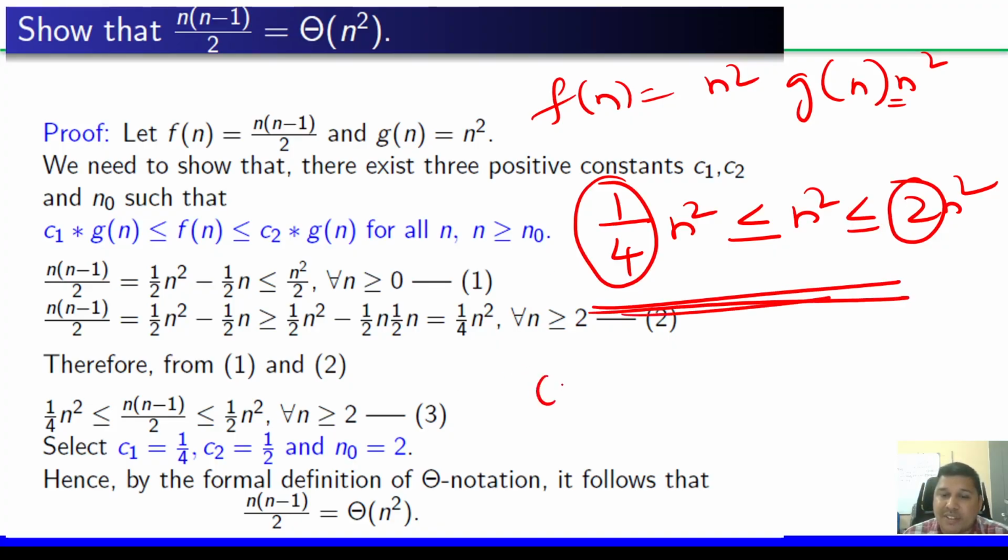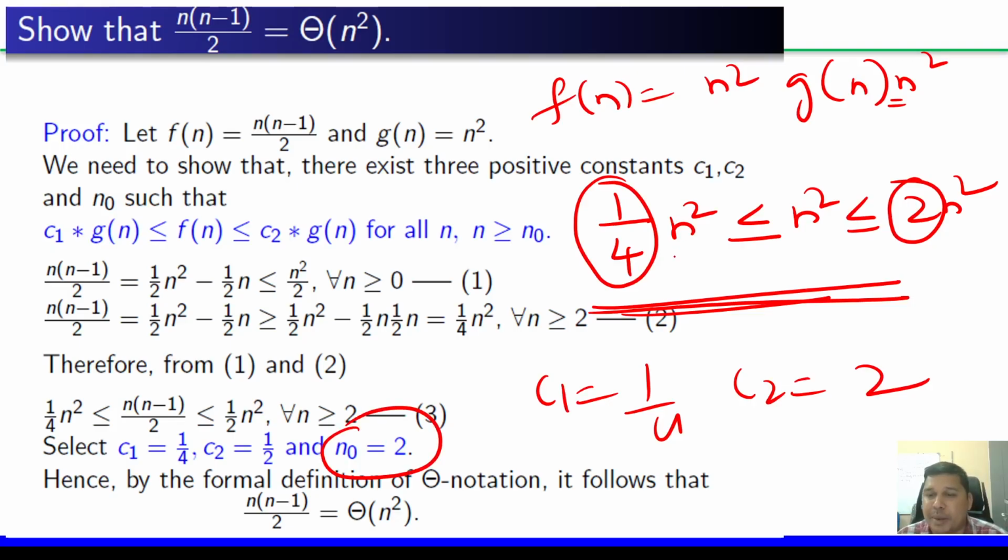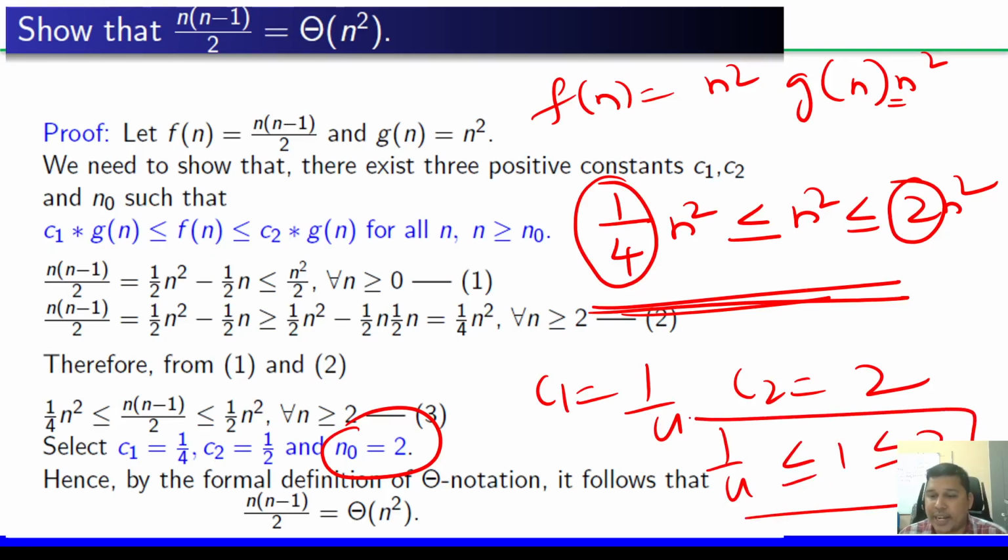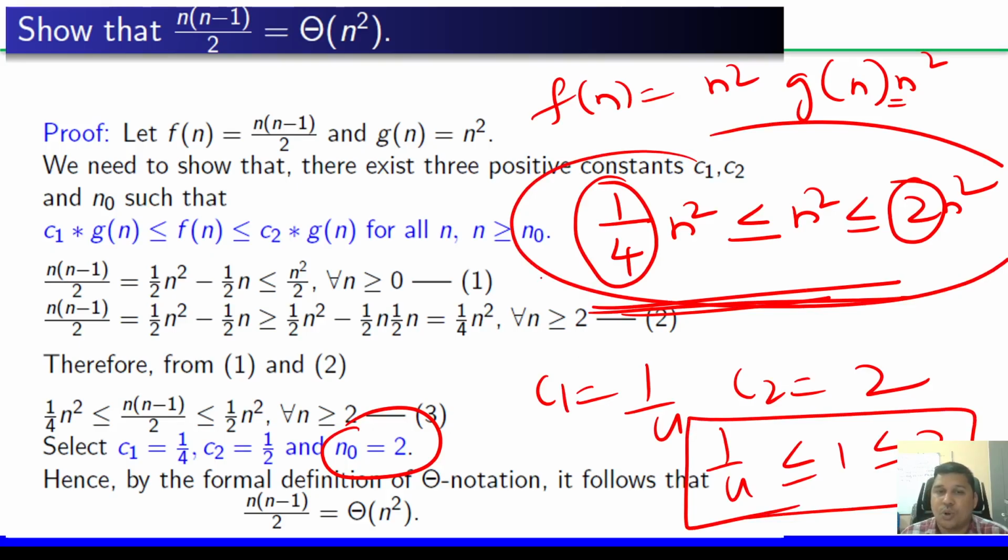So what is the C1 value? 1 by 4. What is the C2 value? 2. For these two cases, it is holding true. And n naught should begin from 1. Why? Because if I substitute 1 here, it becomes 1 by 4 less than or equal to 1 less than or equal to 2. Satisfied, right? So the C1 value is 1 by 4, C2 value is 2, and n naught value is 1. From 1 onwards, it is satisfying the condition. If you put 2, it again satisfies. Put 3, it satisfies. Then in this case, we can write it as theta of n square.